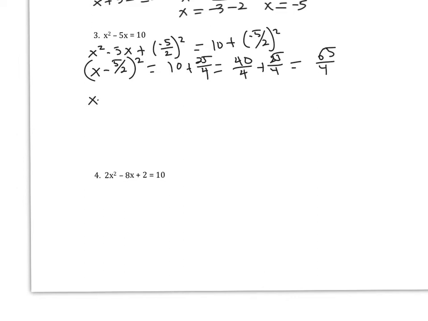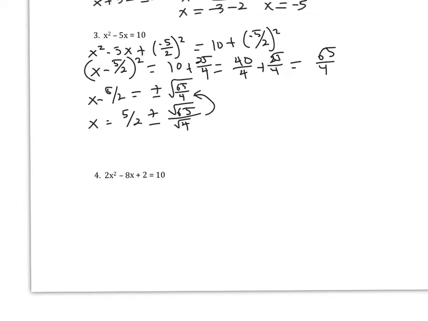We get x minus 5 halves is equal to positive or negative square root of 65 over 4, which gives us x is equal to 5 halves plus or minus the square root of 65 over the square root of 4. And notice that I changed the form here, but these two forms are equivalent.